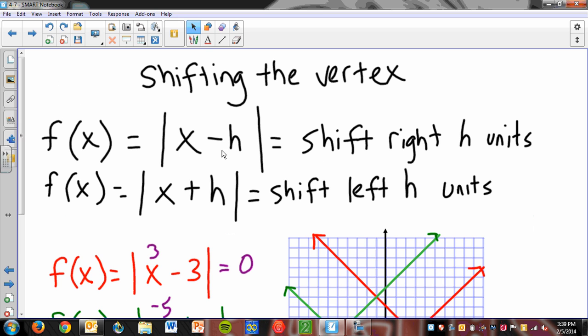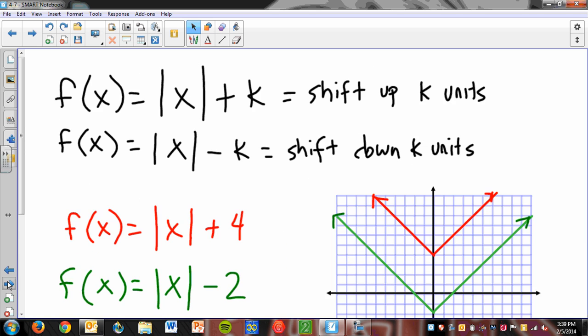So let me go back. Sorry. Inside these brackets, we're moving left and right. Negative is right, positive is left. So inside the brackets, we're moving left and right. Outside the brackets, we're moving up and down. Inside's left and right, outside's up and down. Absolute value of x plus k. These are like normal, shift up, shift down with positive and negative.